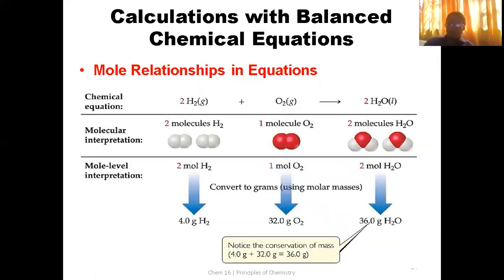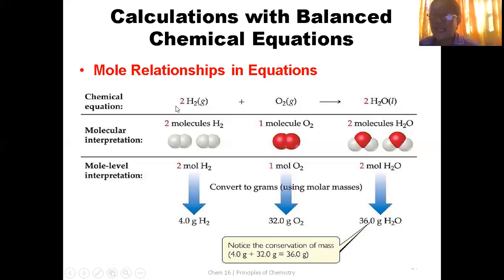So let us now have the mole relationship in equation. So for instance, this is now your chemical equation. That is 2 molecules of diatomic hydrogen, 1 molecule of oxygen. You will form 2 molecules of liquid water. So if you look into here, this is how many molecules of hydrogen? 2. How many molecules of oxygen? It's 1. How many molecules of water? It's 2. Or you can have this in an abbreviation of 2 moles of H2, 1 mole of O2, 2 moles of H2O. Where is our basis?